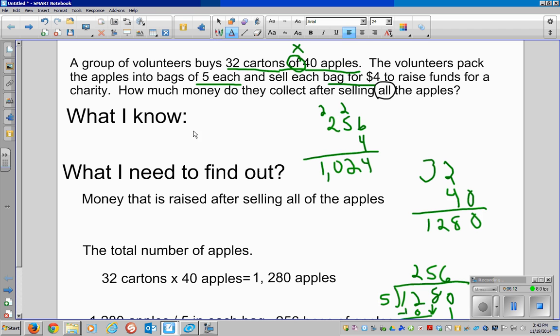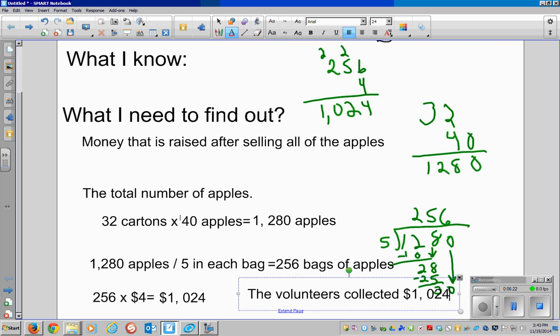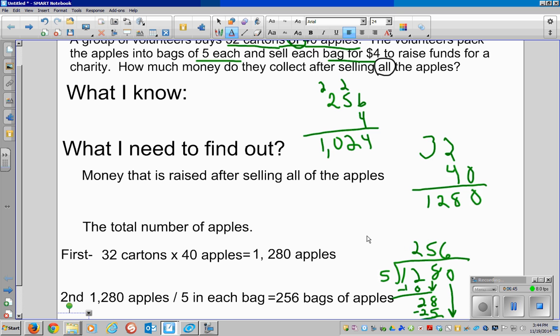So as you can see, we walked through this one. We highlighted and underlined keywords and key numbers. We figured out what we needed to find out. And then, as you can see, I've got a couple of steps here. First, we did this, and second was this part. And then finally, our third step was to figure out our final answer and then write the final number answer with what it is we were doing from the question.